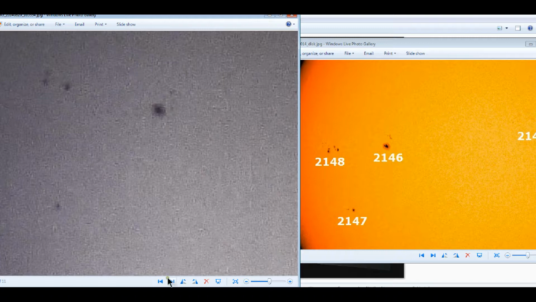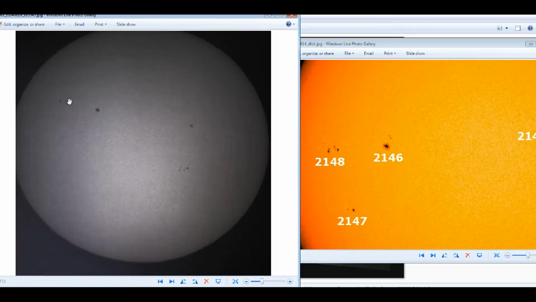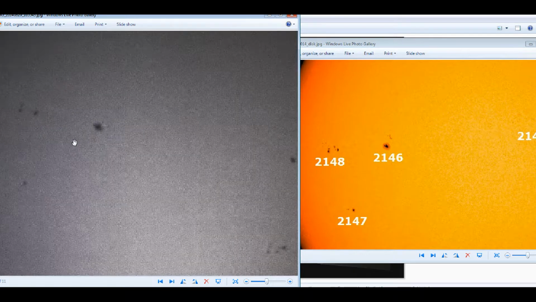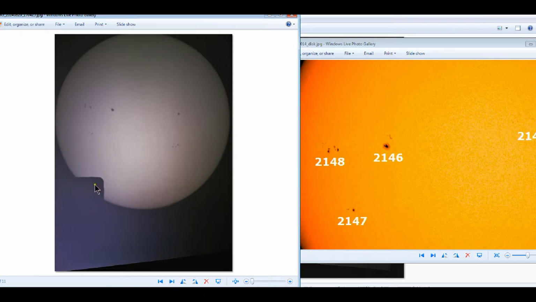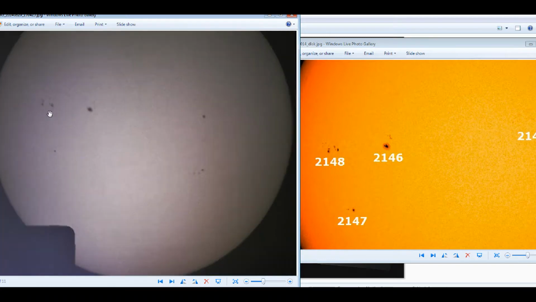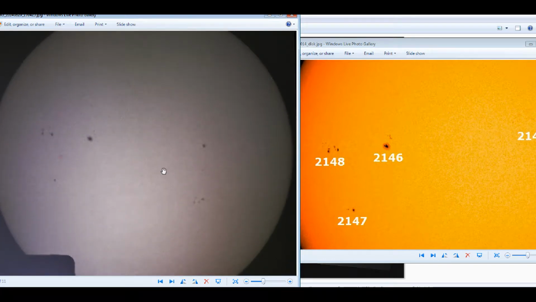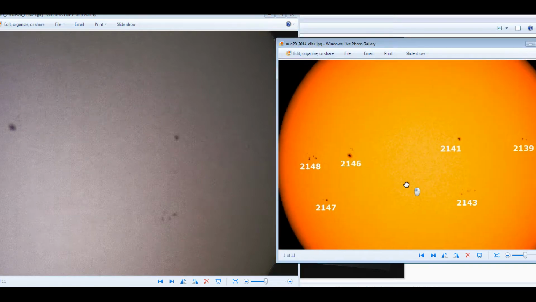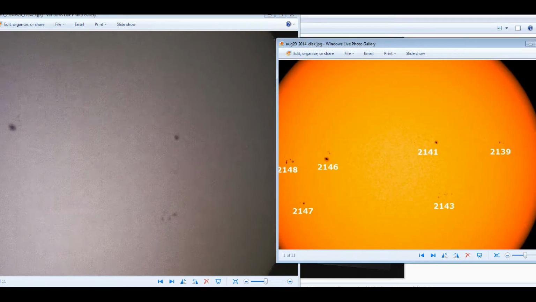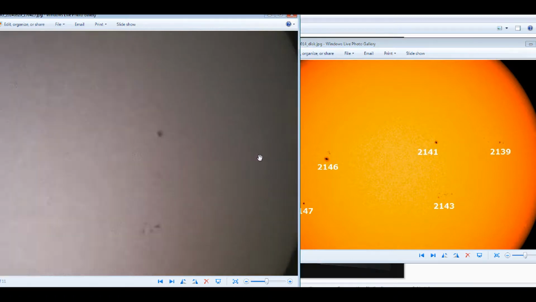So let me go to another one. I think this one. I'm going to keep it, but we'll go back to the other ones. I just want to get to the best ones. Now, this one, you could actually see my shadow of my tablet in it. I'm very excited about this, because I just noticed something. Just to reiterate, there's 2143, there's 2141, and I think that is a hint of 2139.